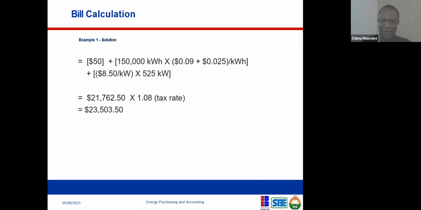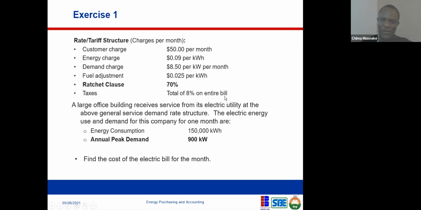I think I will leave you to do one exercise. So for the same question that we have, in this case, watch carefully. See the changes that I've made. Now, instead of demand, I've added a ratchet clause, and the ratchet clause is 70%. And his annual peak demand is 900.